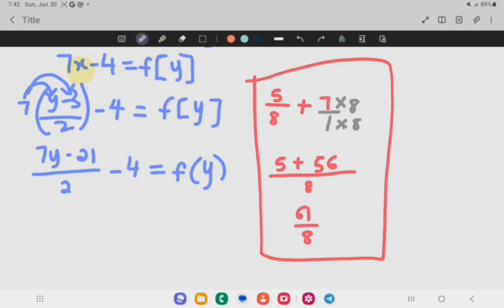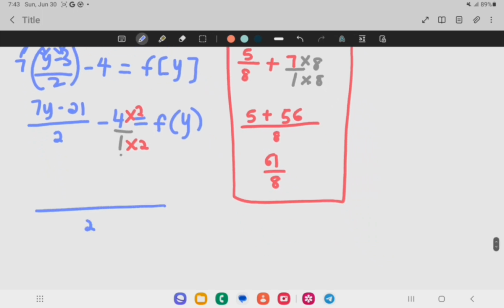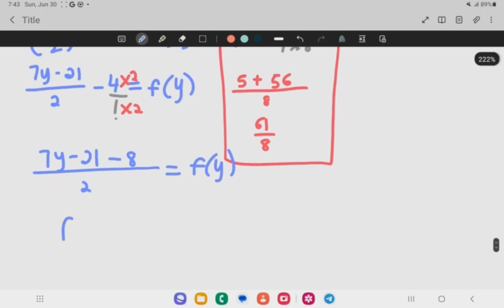The first thing, nothing on the top, nothing at the bottom, it means there is a 1. So how to make the denominator the same? You're going to times this 1 by 2. When the bottom one you times, the top one also you must times. Now the denominator becomes the same, which is 2. Now the top one you just rewrite: 7y minus 21 minus this one, 4 times 2, 8, equals f(y). So when you solve this, you will get (7y minus 29) over 2 equals f(y).